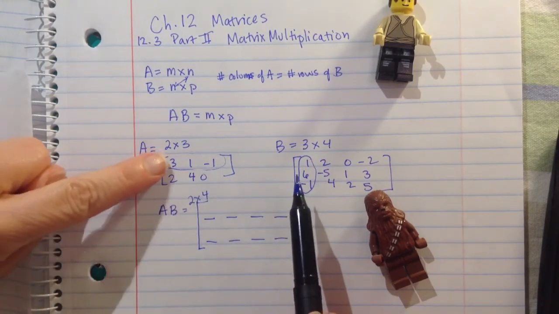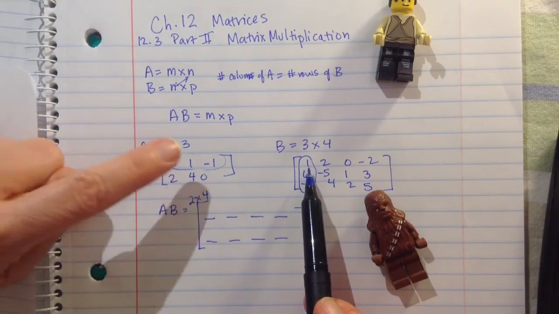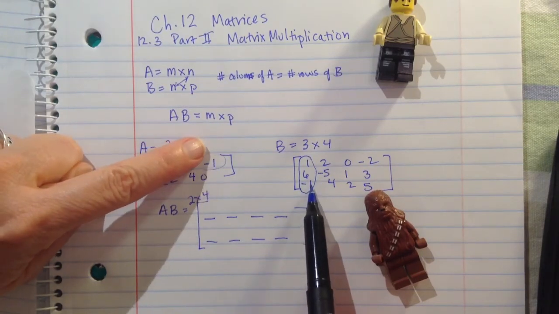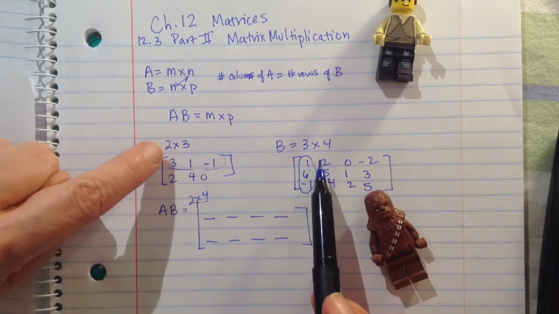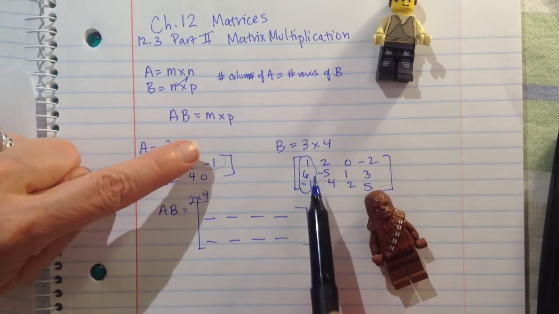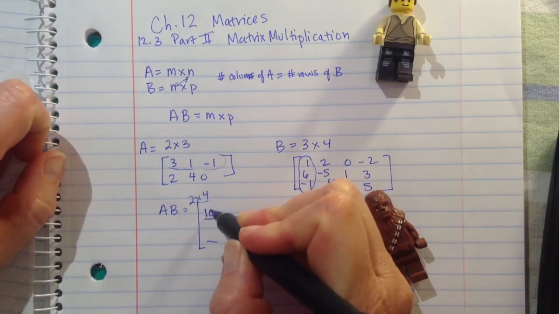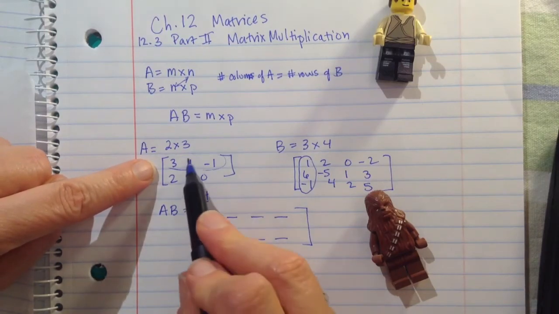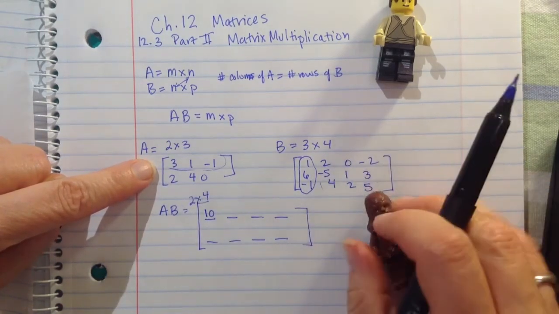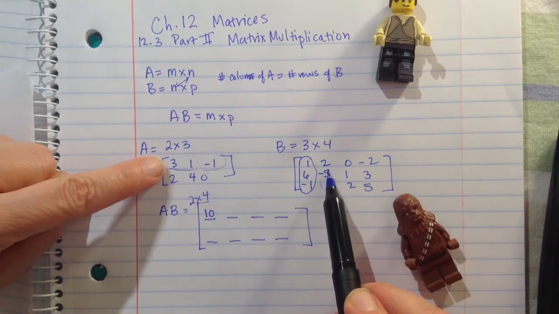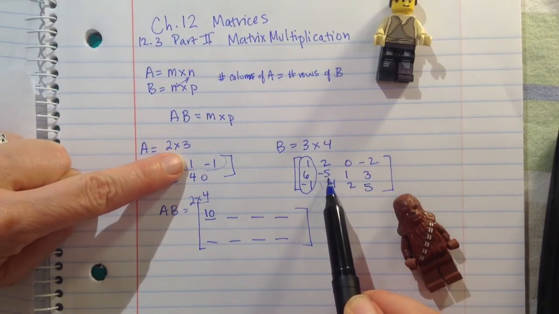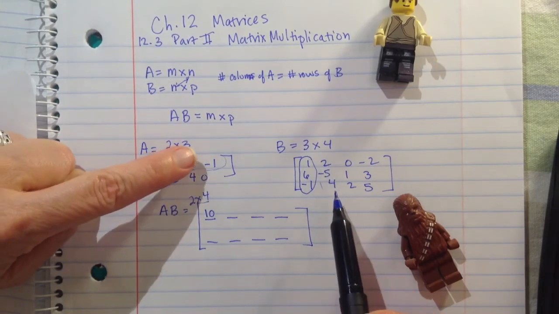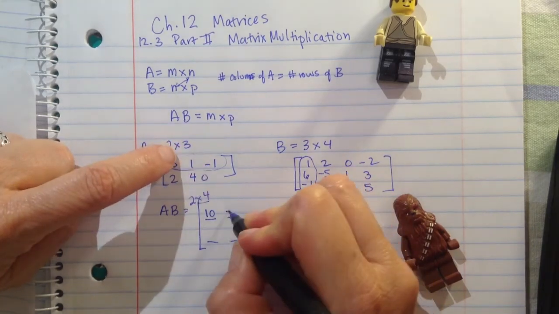So we're going to do the 3 times the 1, which is 3, the 1 times the 6, which is 6, so 3 times 6 is 9, and then the negative 1 times the negative 1 is positive 1. So 3 plus 6 plus 1 is 10. All right, we're still in the first row, but now we're in the second column. So now we're going to multiply the first row by the second column. So 3 times 2 is 6, plus 1 times negative 5, so 6 plus negative 5 is 1, and then plus negative 4, so that will be a negative 3.